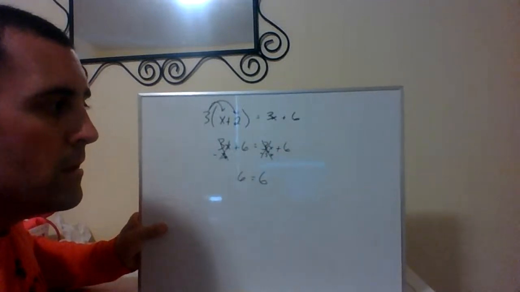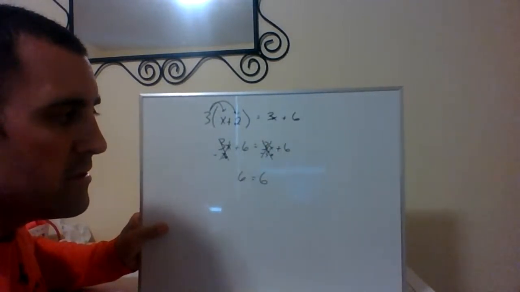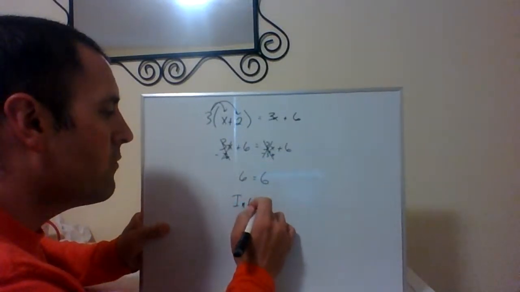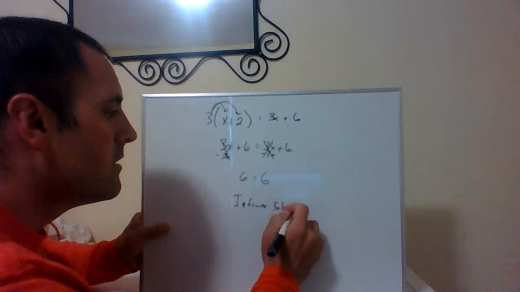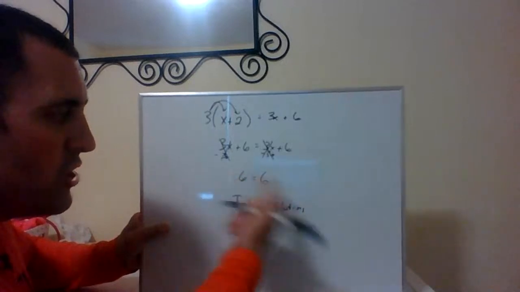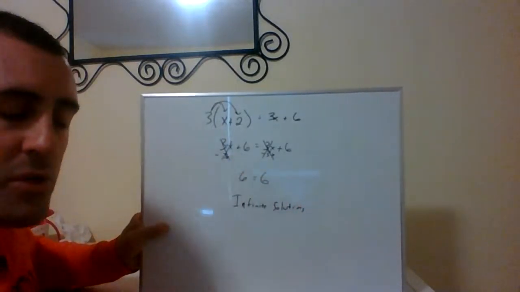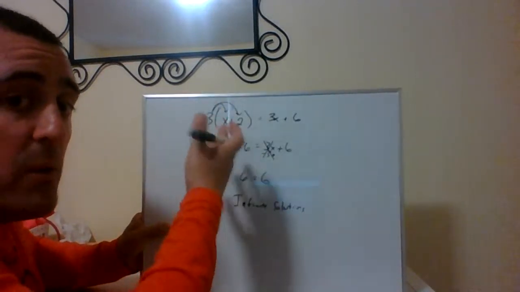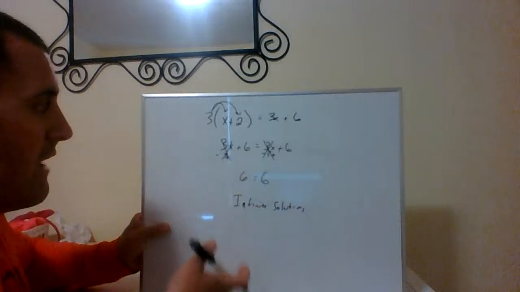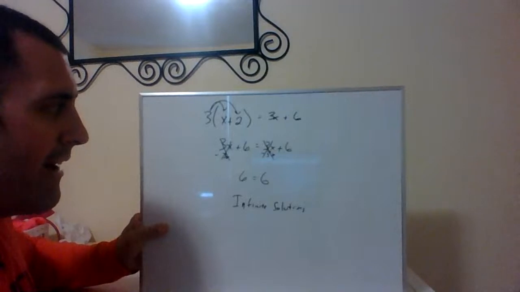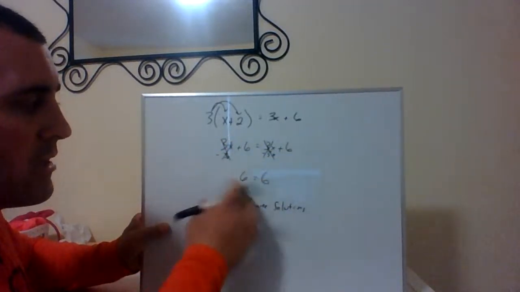Now, when you have something like this, this is infinite solutions. And the reason why it's infinite solutions is because no matter what you put in for x, this is going to be true. 6 equals 6. You can't change that. 6 is always going to equal 6. If x is 5, 6 still equals 6. If x is a billion, 6 still equals 6. If x is 32.8, 6 still equals 6. So it doesn't matter what the x is, 6 is always going to equal 6, and therefore it's infinite solutions.